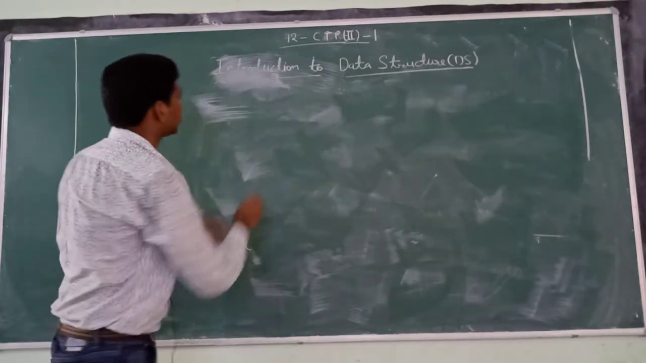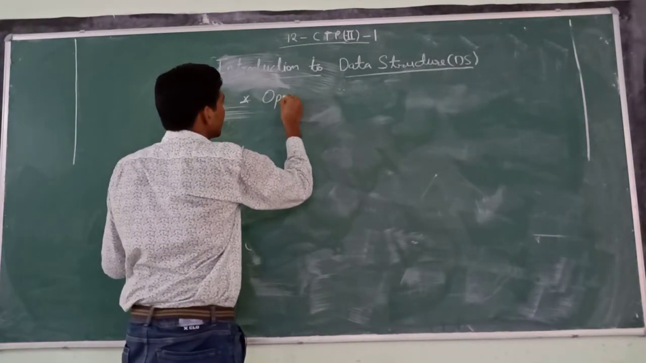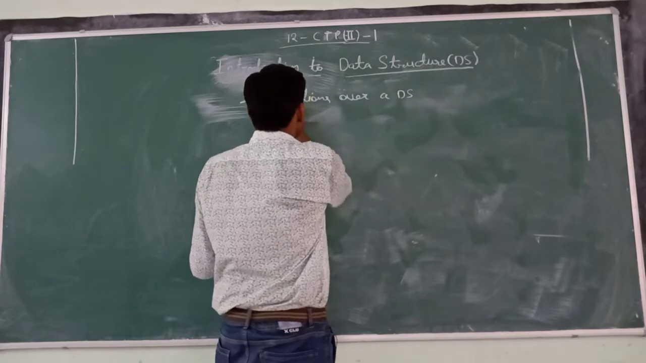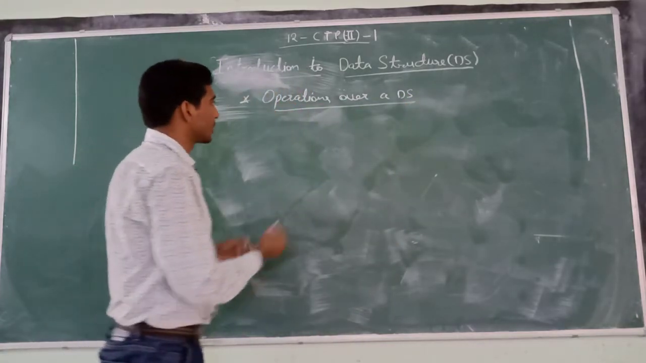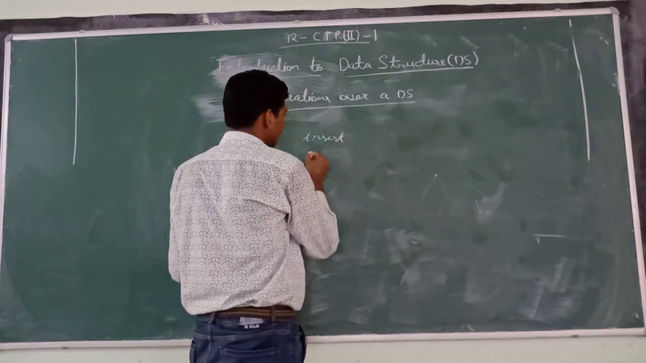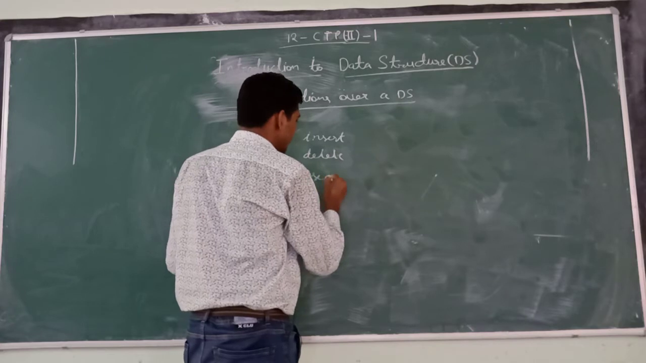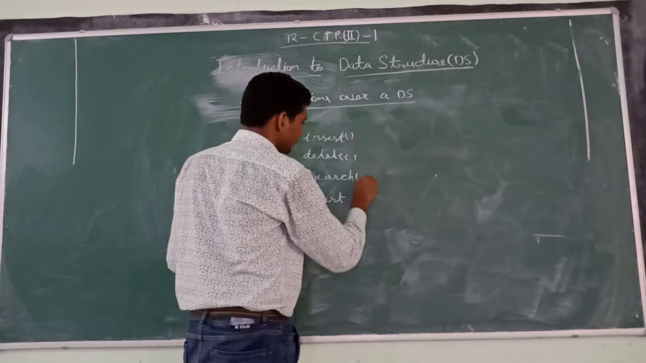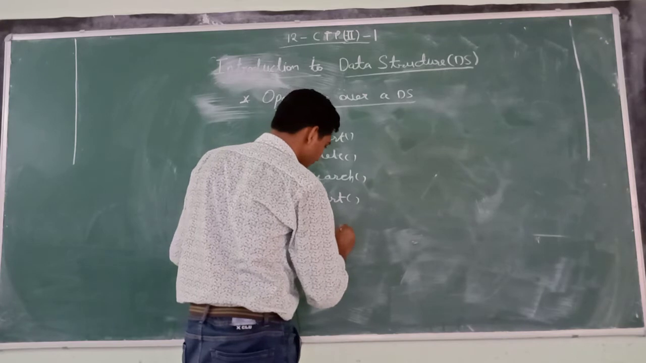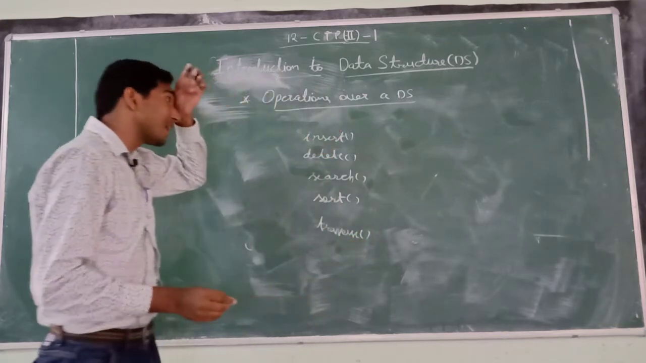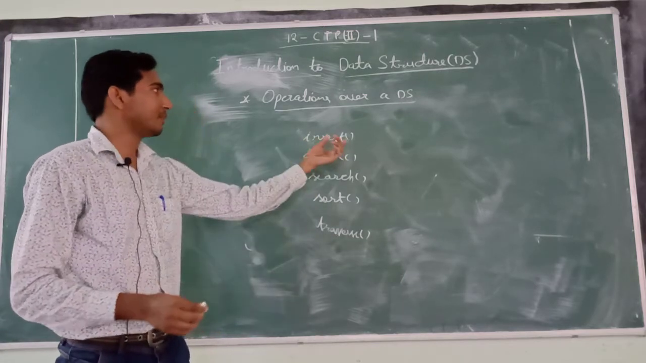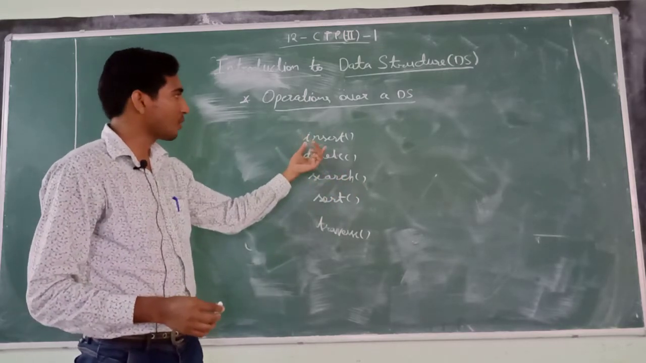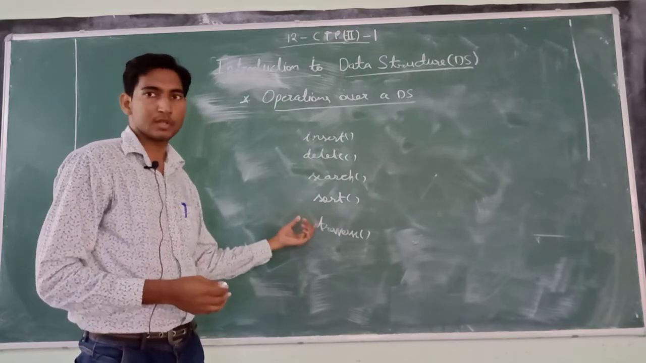Now we have operations over data structures. So what are the different operations a data structure can support? These operations are insert, delete, search, sort, and traverse. So these are the kinds of operations that we support. Some data structures support some operations, and some other data structures support other operations. Some data structure is efficient for some operation, and another is efficient for other operations.